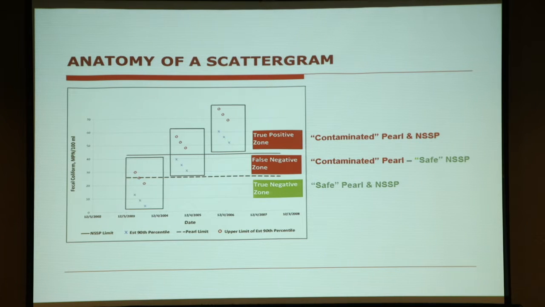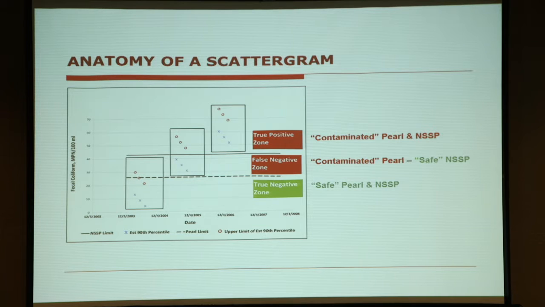Now, this is the anatomy of that scattergram. Scattergrams plot fecal coliform concentration points appearing in 3 zones: the true positive, false negative, and true negative zones. The true positive zone is the area above the NSSP 43 limit and is considered contaminated, anything above that. The area between the NSSP limit and the Pearl limit is the false negative zone.